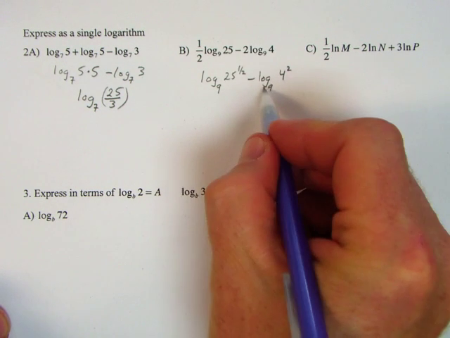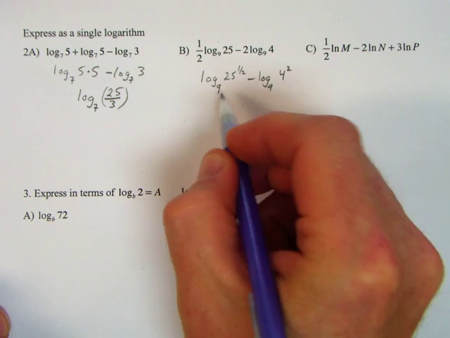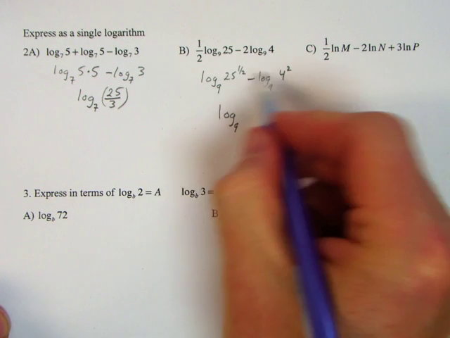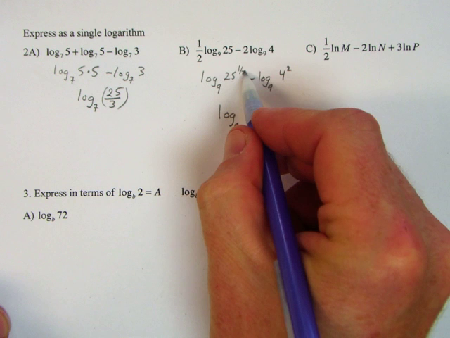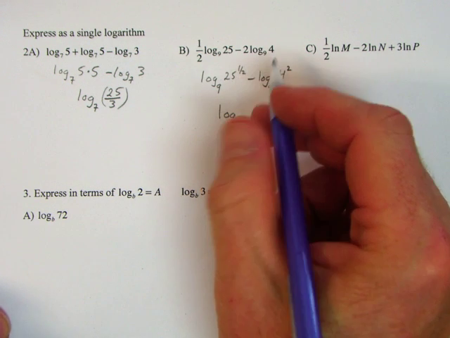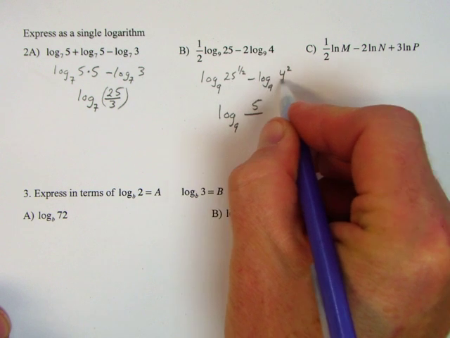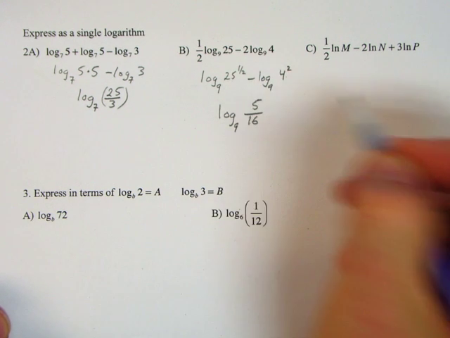So we have the subtraction of two logs with the same base, so we can combine it to one log, and we're going to divide those. Now 25 to the 1/2, that's the square root of 25, which is 5. And then we're going to divide that by 4 squared, which is 16.